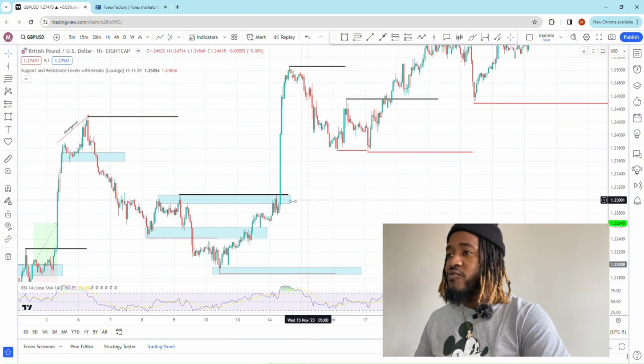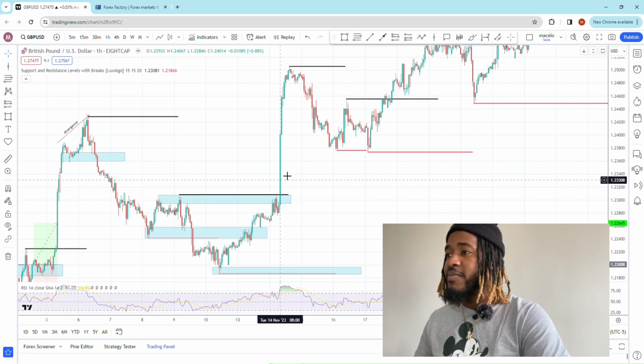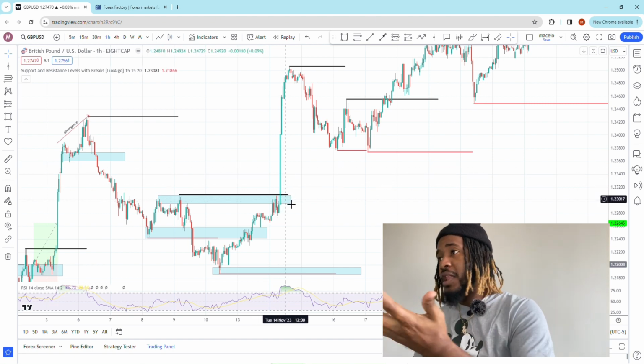So right now you have resistance. I would have waited for a breakout, which I got, and a pullback. Never got the pullback. Nothing I can do about that.